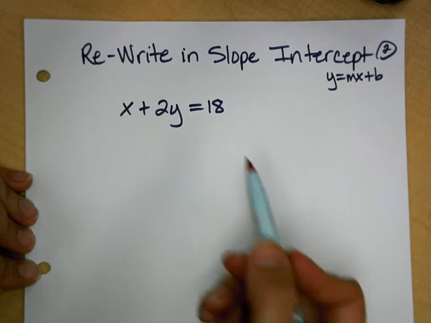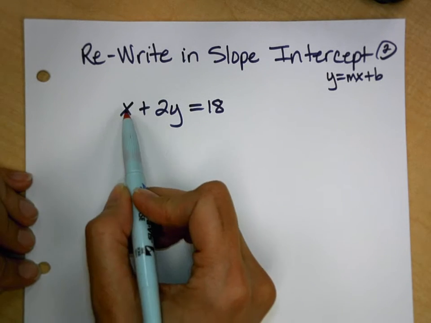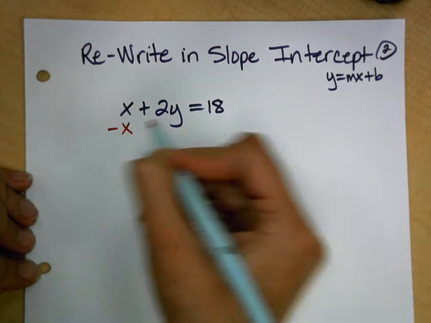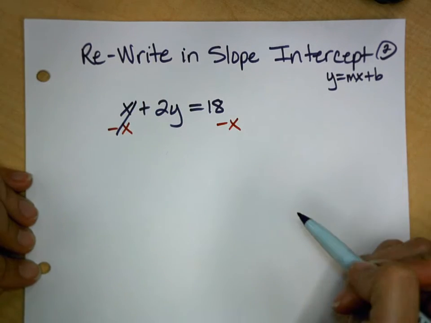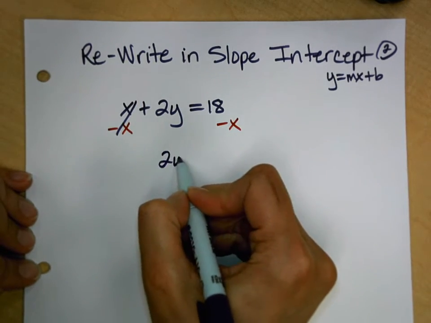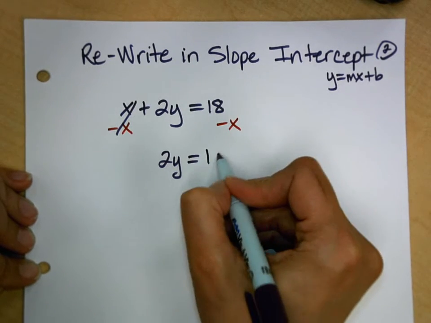So once again, we can only use the addition or subtraction property of equalities to actually move a term. So if I want to move this x, I need to subtract it from both sides. Okay. That allows us to cancel this, and we can bring down our 2y, and it's positive, so I don't need to write that, and it equals 18 minus x.